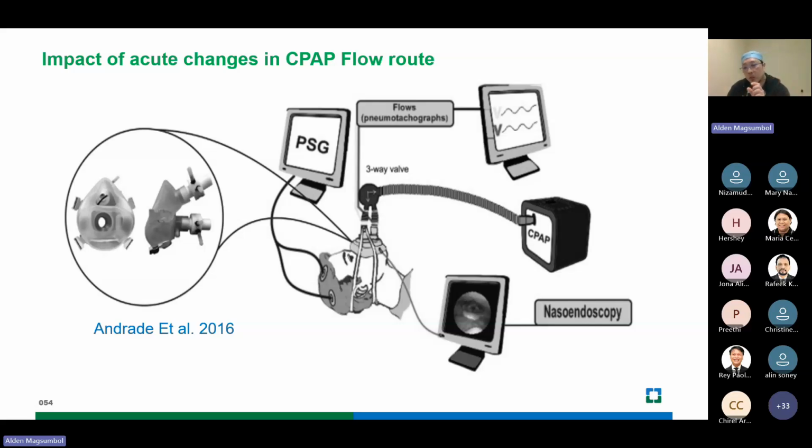The special mask that they used here: patients wore a customized oronasal mask with a separate nasal and oral compartment sealed to the skin using a spirit gum. It's a Graftobian gum, a brand of professional makeup and sealant used in the movies, or if you're doing cosplays, this is the gum that they're using. The same investigators, unaware of the patient's AHI, conducted all endoscopic procedures to maintain objectivity. If you want the name of the study, it's called Impact of Acute Changes in CPAP Flow Route in Sleep Apnea Treatment by Andrade et al. That's 2016.